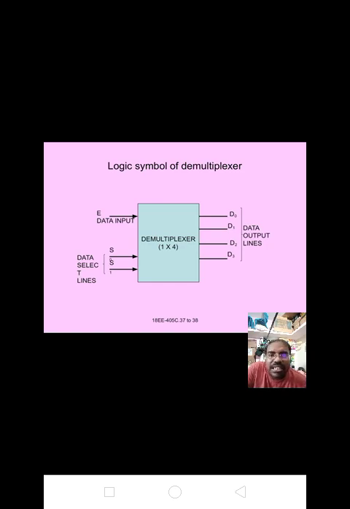It is the logic symbol for the demultiplexer. E is the data input and the data select lines are S0 and S1. Demultiplexer 1 into 4. Outputs are D0, D1, D2, D3 data output lines. Please draw the diagram of the logic symbol. Please make a note of it.